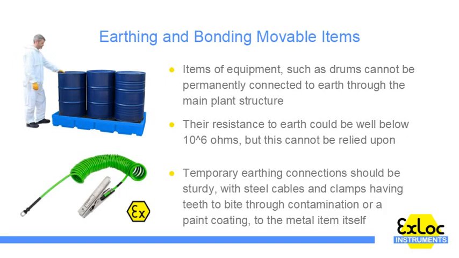Temporary earthing connections should be sturdy, with cables made from a material such as steel, not liable to fracturing when moved around, as could be the case with weaker copper wires. And if a clamp is fitted, these should have teeth to ensure they bite through contamination or a paint coating to the metal item itself. These cables and clamps will be connected back to the main plant structure or earthing provision, which should have its resistance to earth tested periodically along with the cables and clamps themselves.